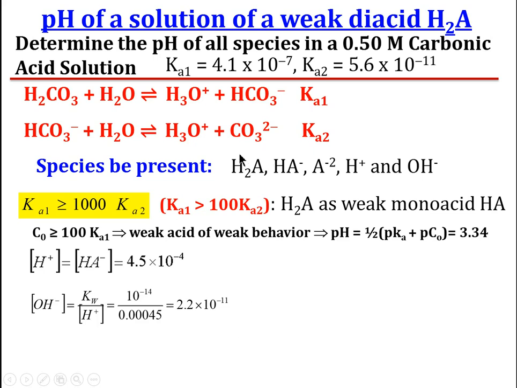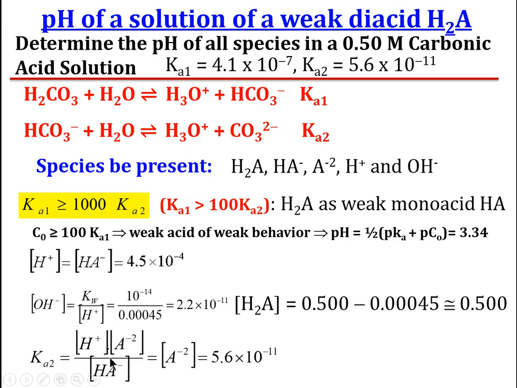We have to calculate the concentration of H2A remained. The concentration of H2A remained equals C0 minus X, so equals 0.5 minus X, which is the concentration of H3O+ or HA minus. So H2A is practically 0.5. The dissociation is very, very weak.